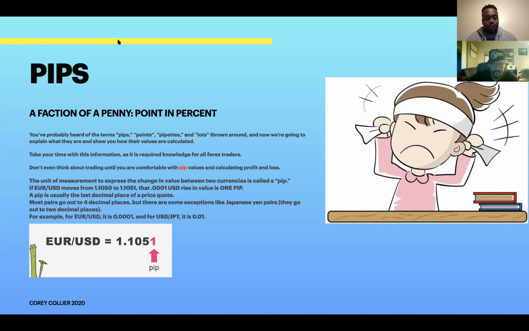Most pairs go out to 4 decimal places, but there are some exceptions like the Japanese yen pairs, which only go out to 2. So again, for EUR/USD we're going to use 4 decimal spots, and on the Japanese yen pairs we're going to just use 2.